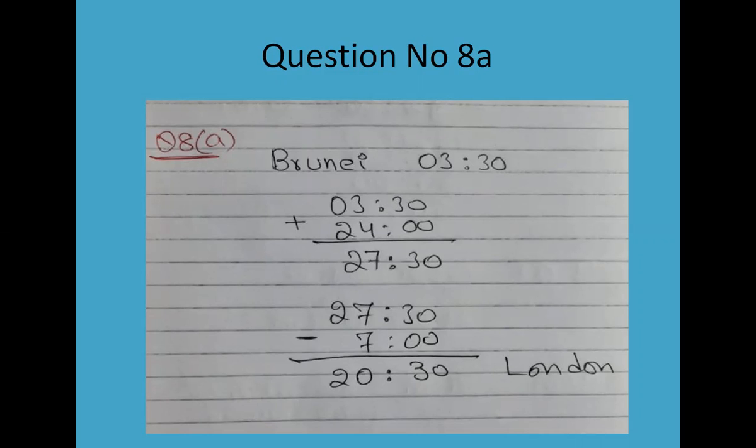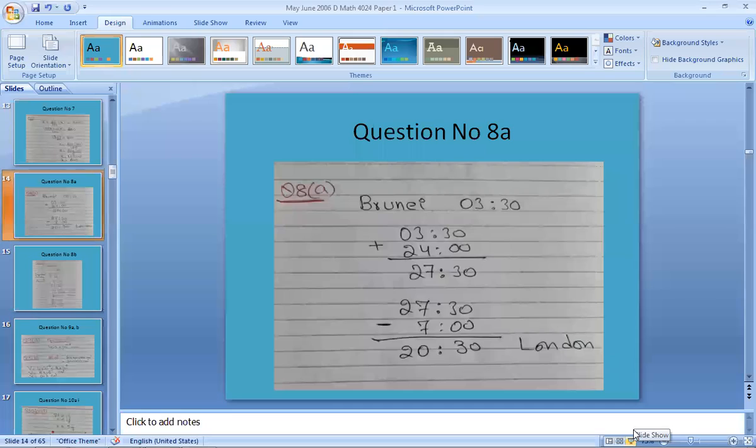So from hours, we subtract hours. From minutes, we subtract minutes. So you will have 27 minus 7, 30 minus 0, it will be 30. And from 27 hours, you subtract 7 hours, you have 20 hours. So in London, the time will be 20:30, or you can say it will be 8:30 p.m. So this is how you do question number 8.